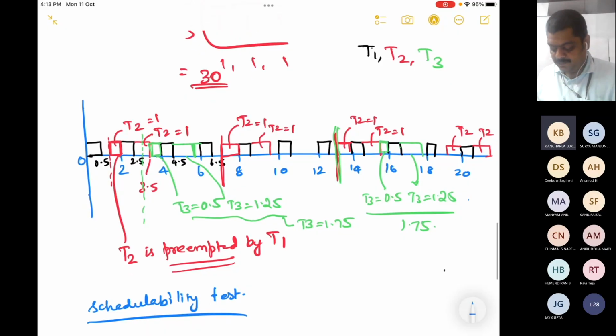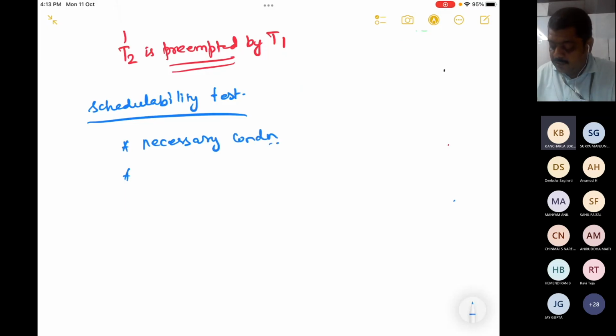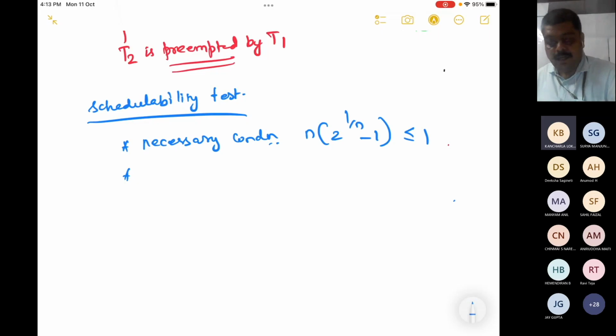So the schedulability test. How do we find the schedulability test? We have two conditions. One is the necessary condition. The necessary condition is n times (2 power 1/n minus 1) should always be less than or equal to 1, where n is the number of tasks.